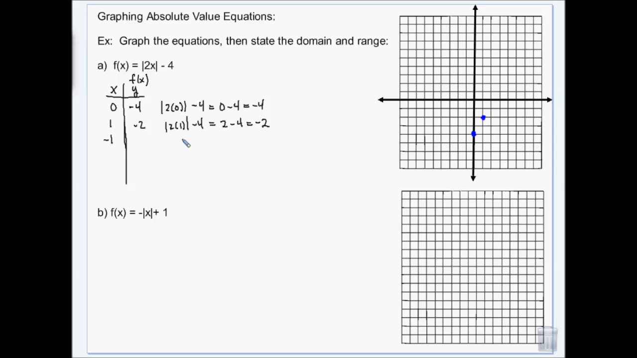So let's see what happens if I plug in -1. I get 2 times -1, which is -2. I take the absolute value of that. That's +2 minus 4 is -2. So at -1, I'm also at -2. And if I plug in 2, I get 4 minus 4, which is 0. So what do you think happens if I plug in -2? 1 gave me -2, and -1 gave me a -2. 2 gives me 0. So -2 should give me 0, yeah.